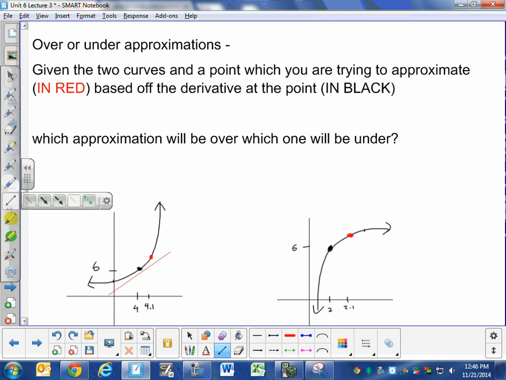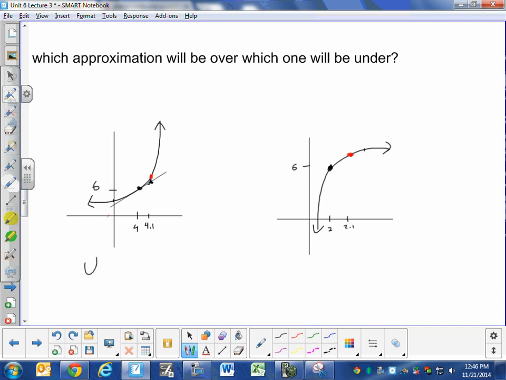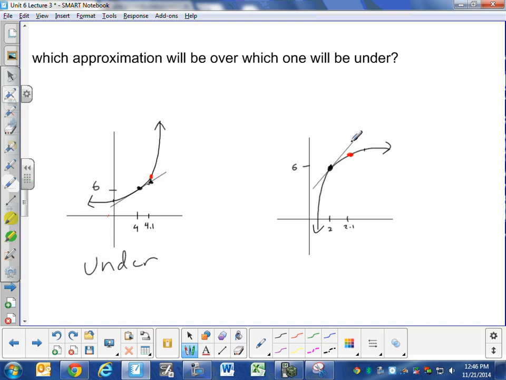Well, if I drew my tangent line, let's do that in black maybe. This would be the tangent line that I would use to approximate this point in red. The tangent line would produce this value here. This value is under the actual value. So yes, this is an under approximation. And over here, my tangent line would end up producing values at 2.1 that would be above my actual value. So this is an over approximation.